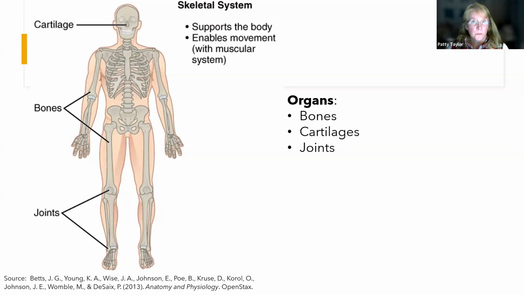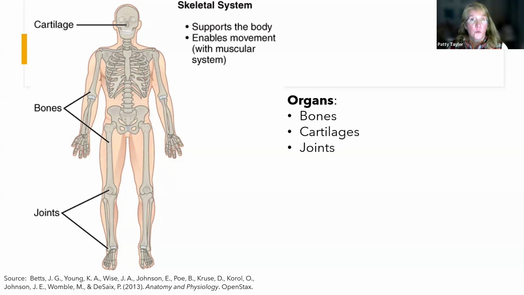The skeletal system is what helps to give your body an internal framework or scaffolding, so it supports the body. Bones, cartilages, and joints all come together to make the skeletal system. So in conjunction with your muscular system, bones also help to provide movement for your body.